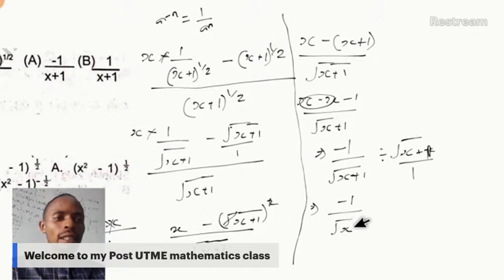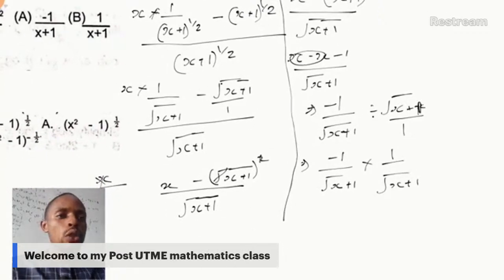So if you apply it now, it will be equal to minus 1 over the square root of s plus 1, multiplied by 1 divided by root of s plus 1. So if we apply the multiplication here, that is minus 1 times 1, we have minus 1. Then root of s plus 1 multiplied by root of s plus 1 gives us root of s plus 1, everything raised to the power of 2.